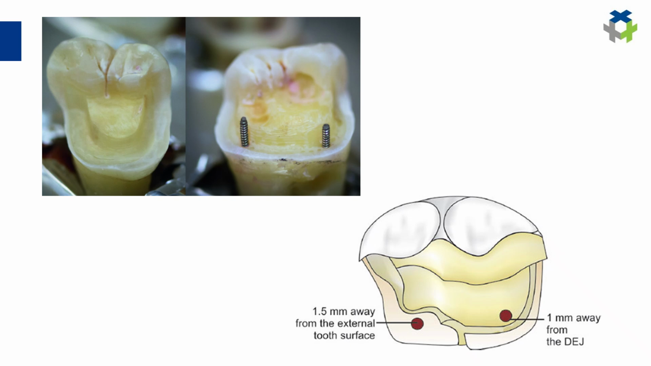Note that the two pins are placed well on the sound dentine, at least 1.5 mm away from the external tooth surface or 1 mm away from the DEJ. Never place the pins on enamel because enamel is very brittle and it can fracture. Over this, we can do a core buildup and then proceed with a crown, or we can go for a composite buildup.